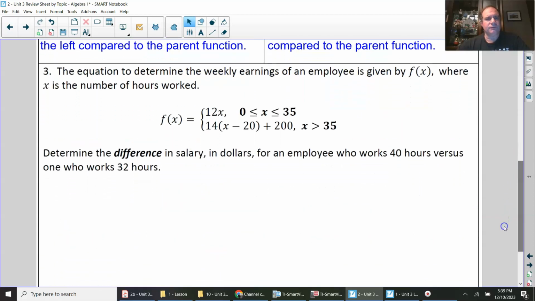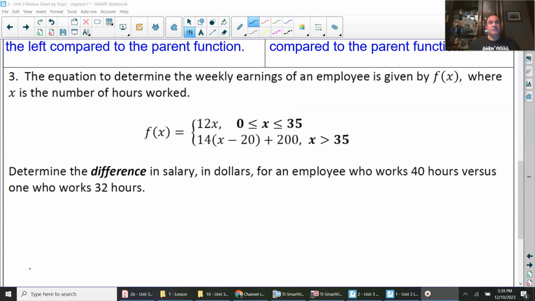So let's go on to number 3. This really looks difficult, but it is not. All right, so you have f of x equals 12x, and the domain they give you is x is greater than or equal to 0 and x is less than or equal to 35. And then they give you a second one, 14 times x minus 20 in parentheses, plus 200, and the domain is x is greater than 35. They want you to determine the difference in salary in dollars for an employee who works 40 hours versus one who works 32.